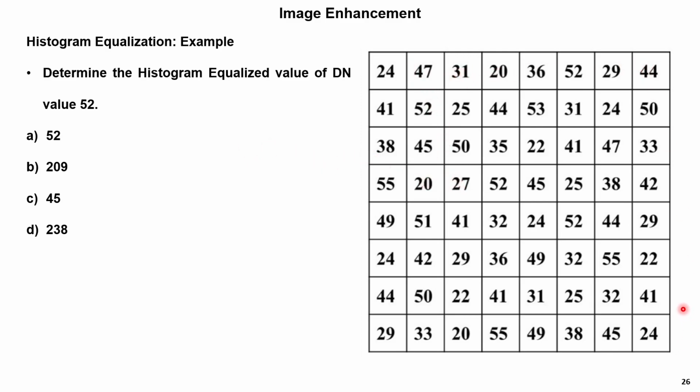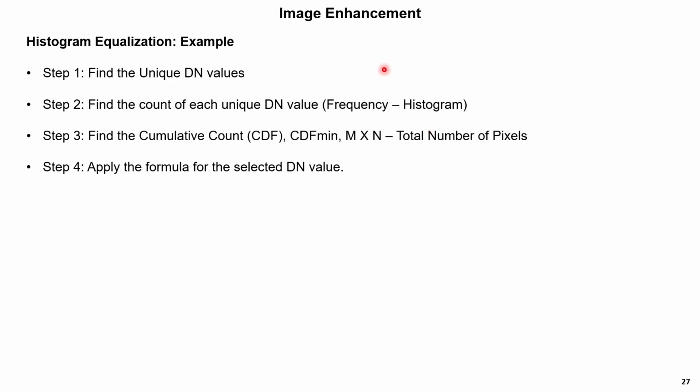To make the calculations easier, first we'll go through the steps. To do the histogram equalization, first we need to find out from the given image what the unique values are. After finding the unique values, we need to find the count, so how many pixels each value has. Then we need to make a cumulative count of it. Then we need to find out what the minimum value is. Then we will have the number of pixels. Then we can apply the formula for the selected dn value. Does anybody have any doubt in the 4 steps?